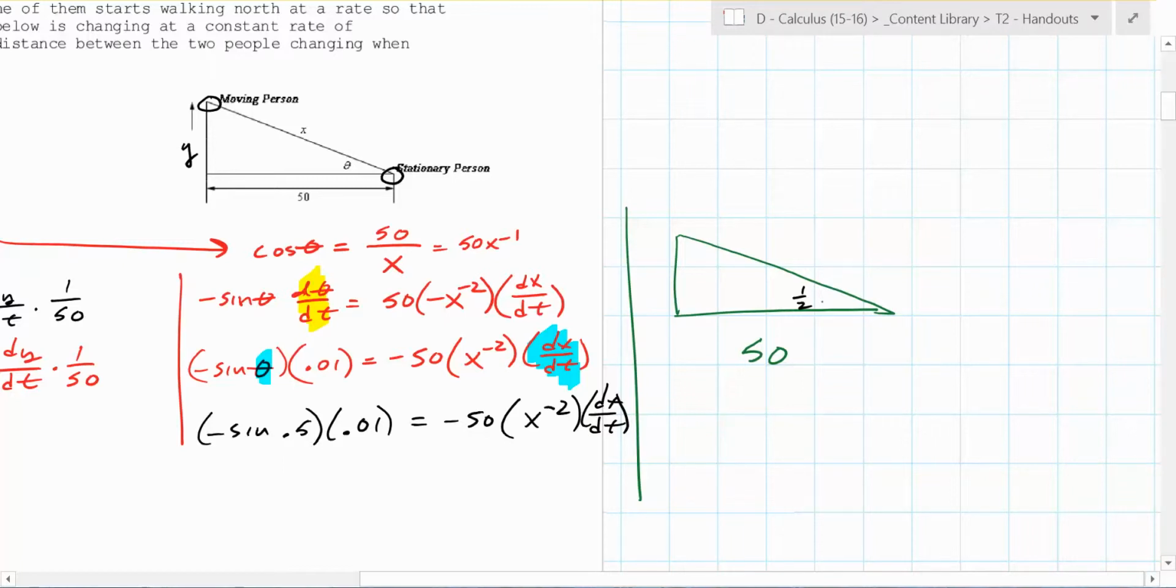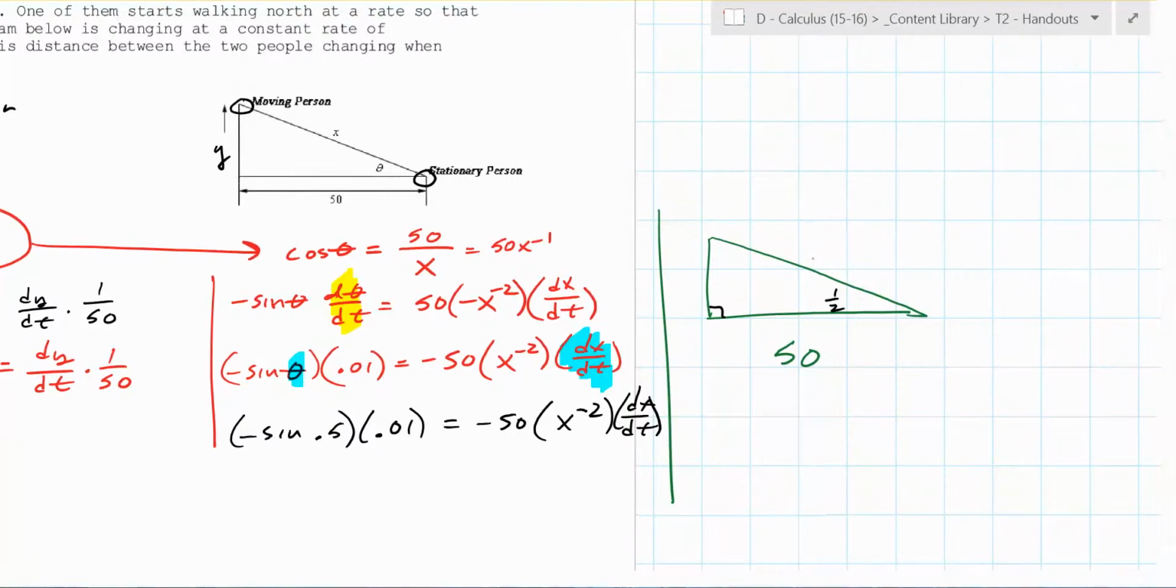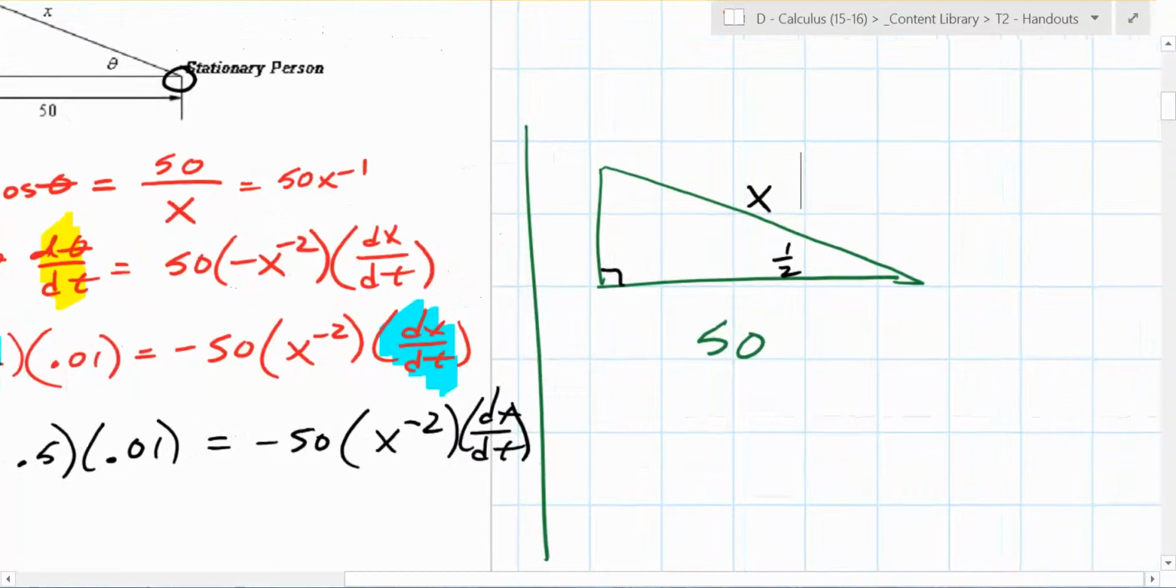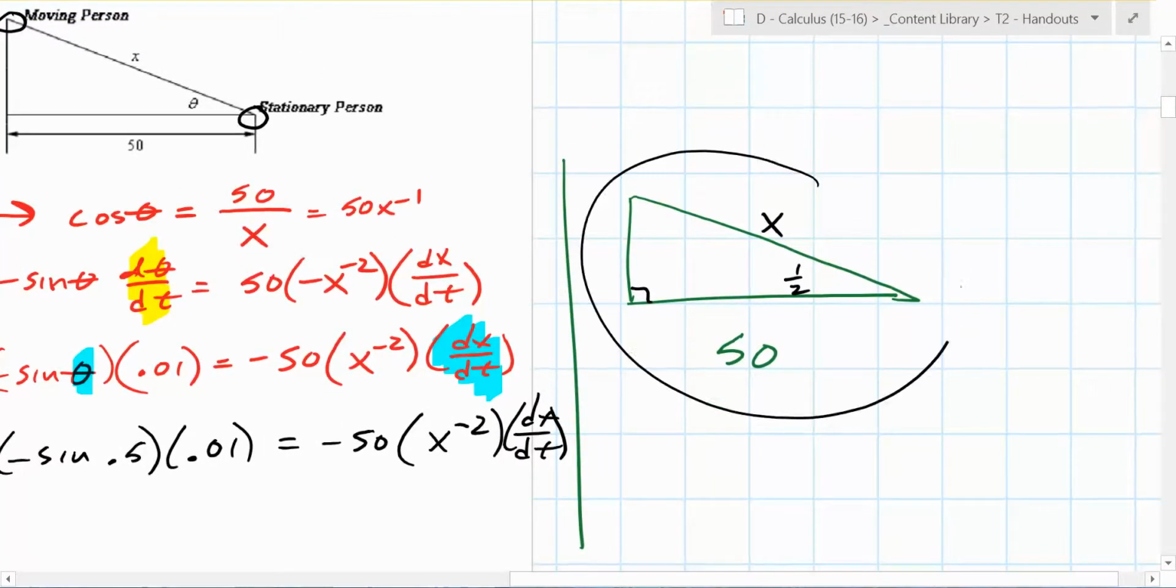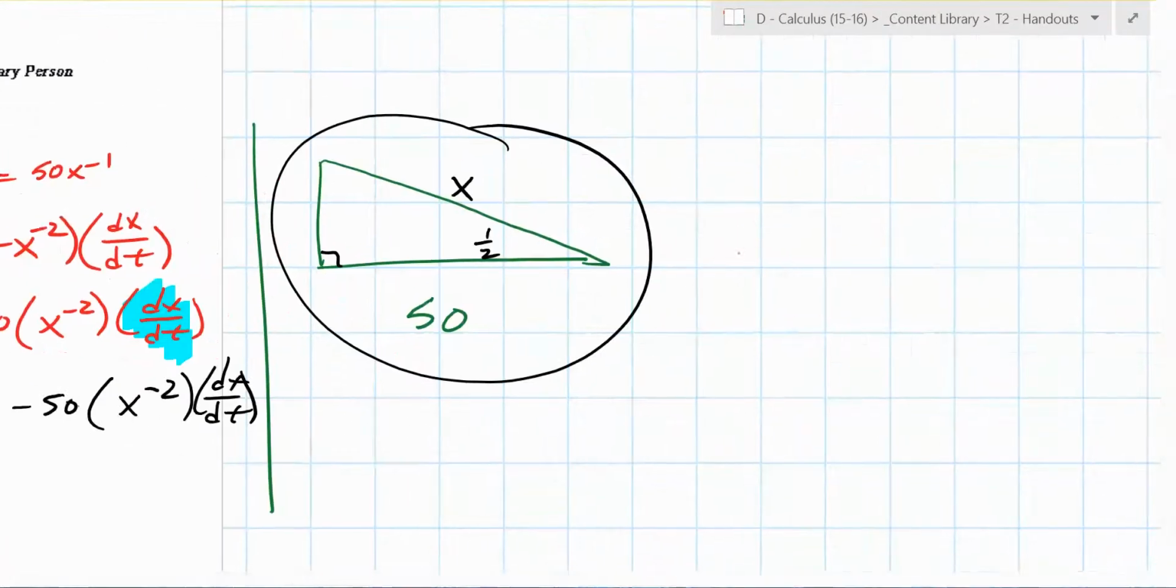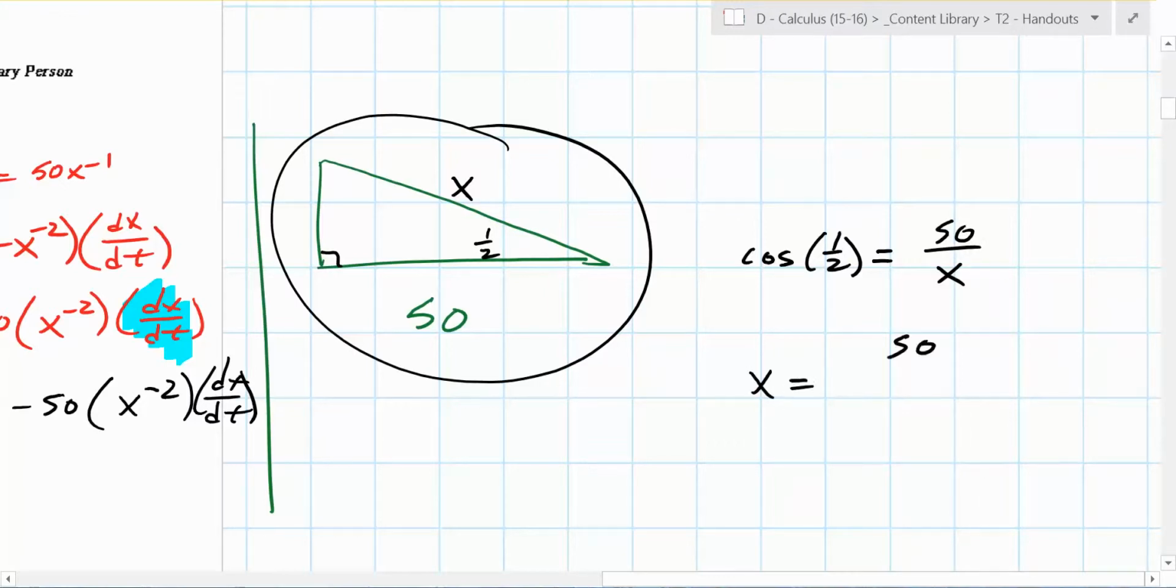How do we do that? If this is the right triangle, how do we find that? We need to find, hold on, we need to find x, right? We're trying to find x. X is right there, so what function do we use? We know cosine of 1/2 has to equal what? 50 over what? X. So x is equal to 50 over cosine of 1/2.